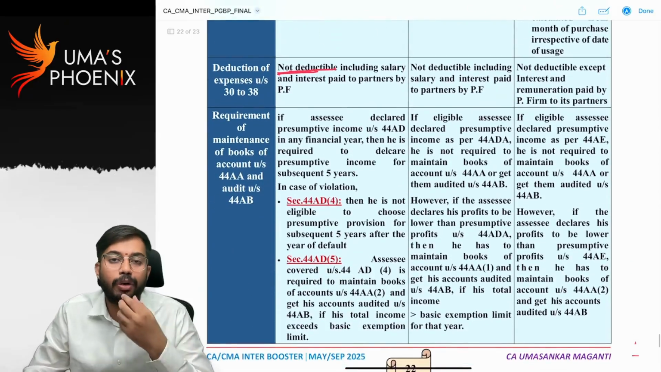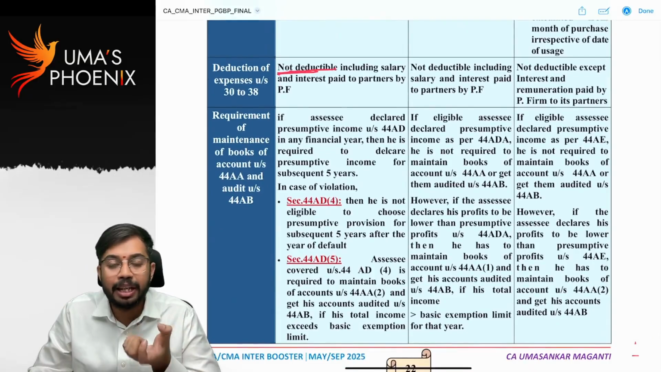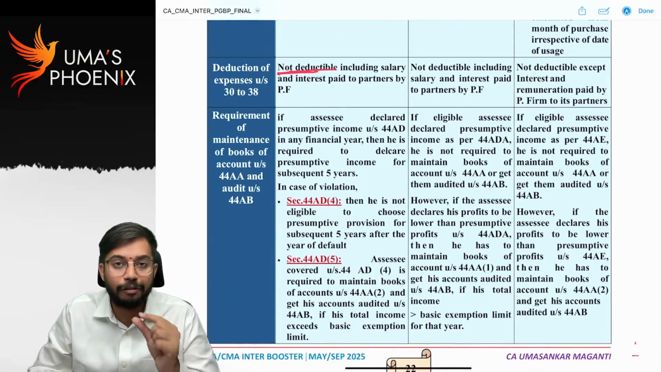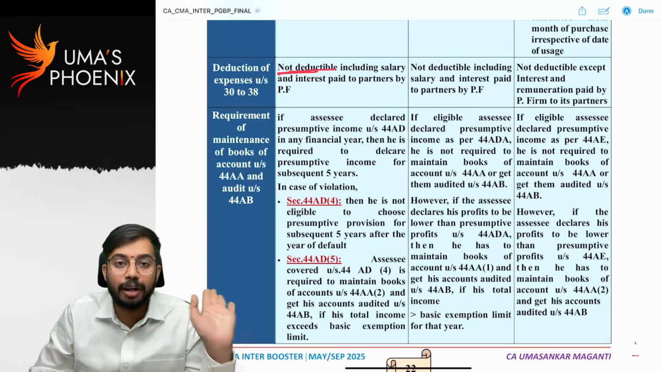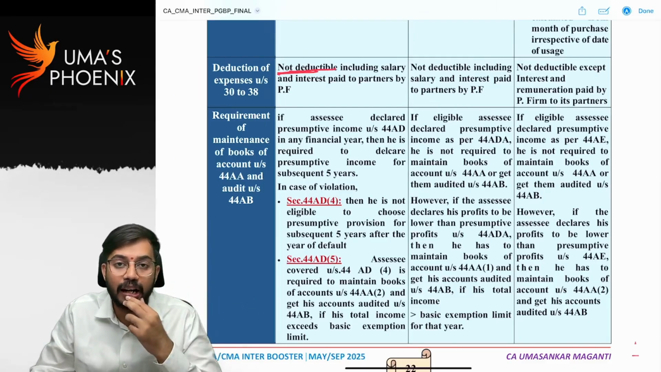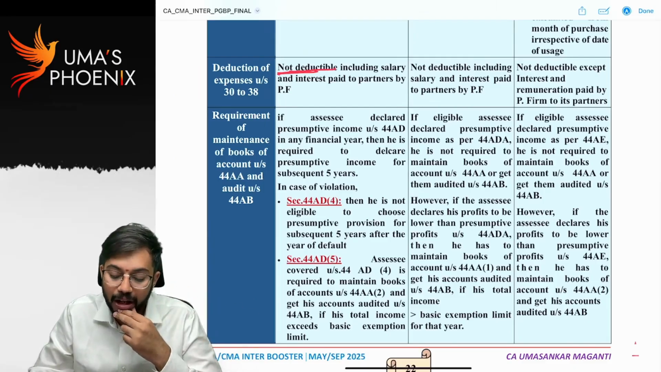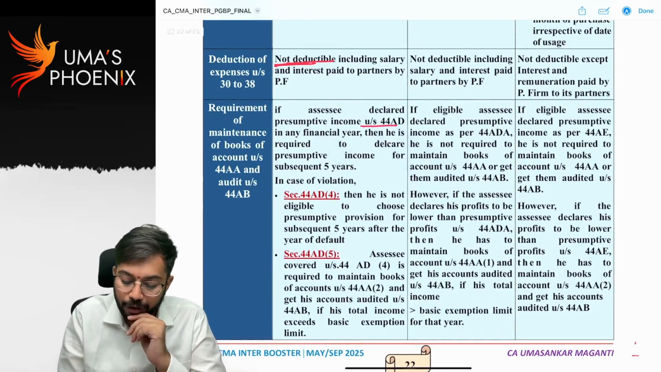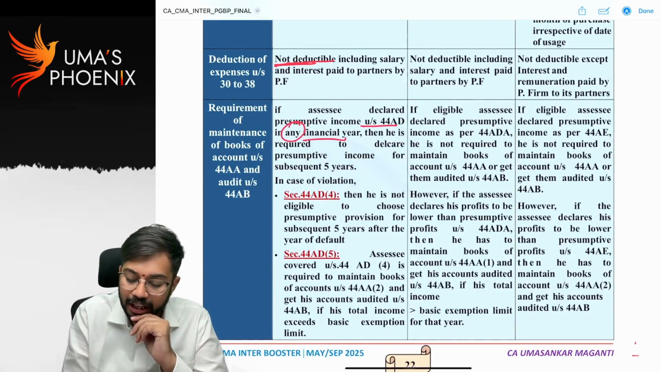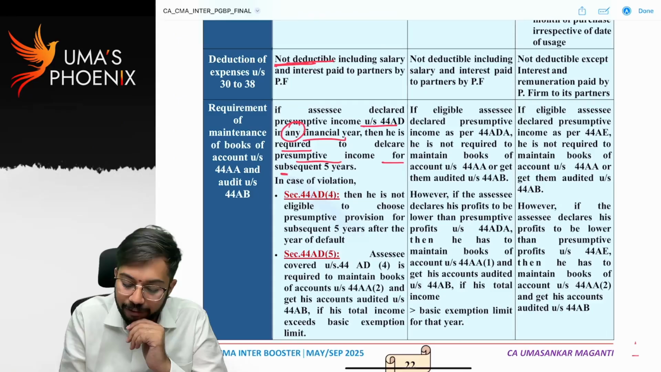Next, I already told you, if the assessee is choosing provisions under section 44AD and is paying tax on presumptive income, he is not required to maintain books of accounts and he is not required to get his books of accounts audited under section 44AB. However, if the assessee declared presumptive income under section 44AD in any financial year, then he is required to declare presumptive income for subsequent 5 years.